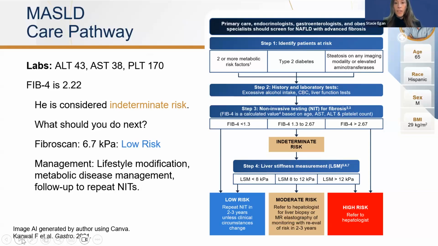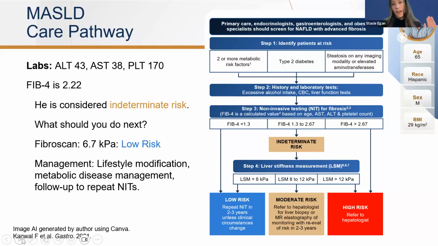If they do have a moderate risk, a kPa of 8 to 12, you can actually treat these patients with our new drugs for MASH with fibrosis with a FibroScan. So if it's something that you're pretty sure of based on their other testing and their FibroScan, this would be a time when you could actually treat patients. These drugs are appropriate for patients with MASH with F2, F3 fibrosis.